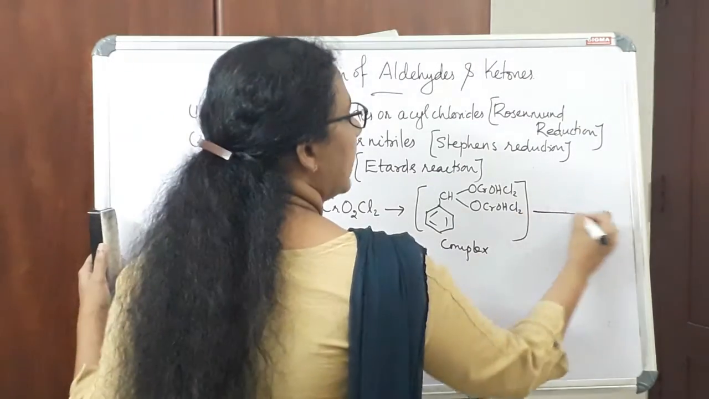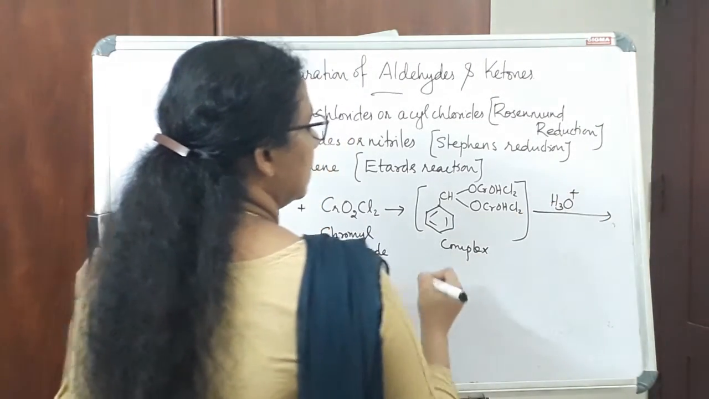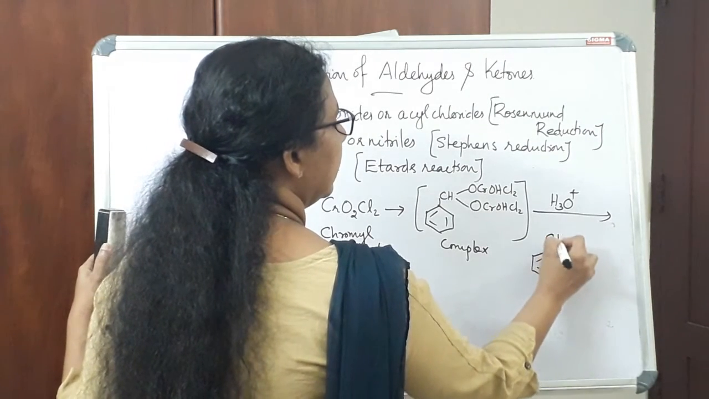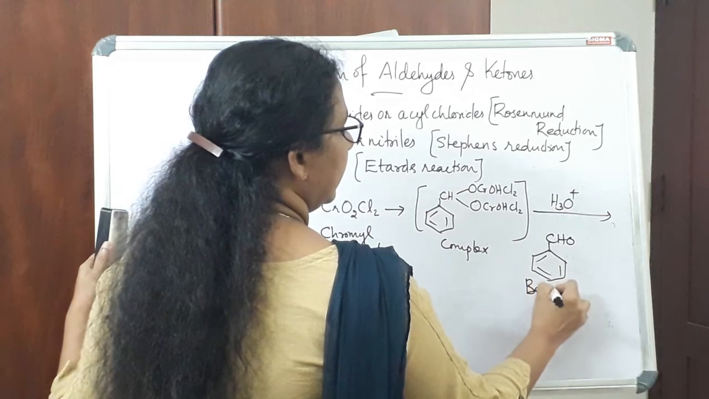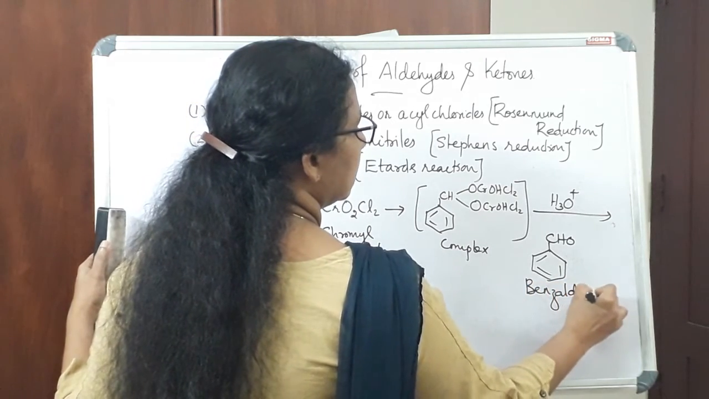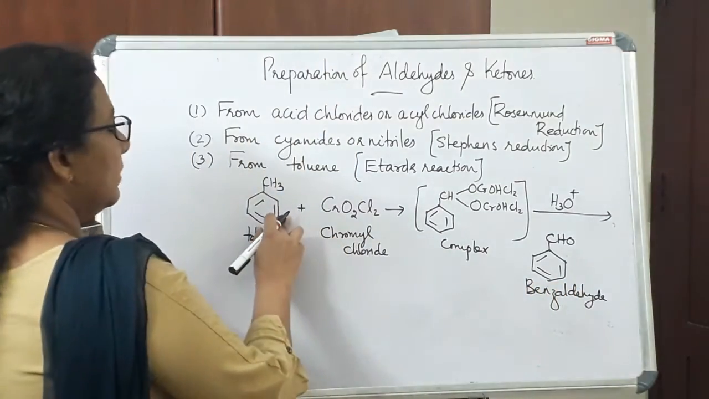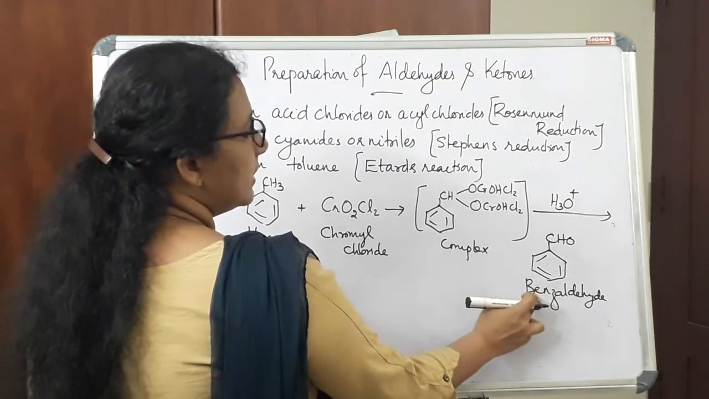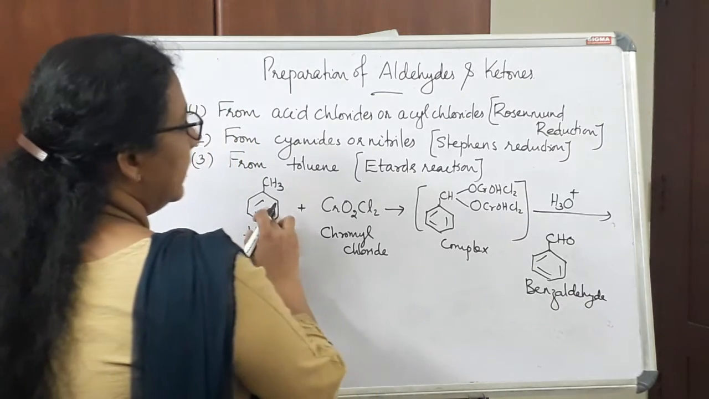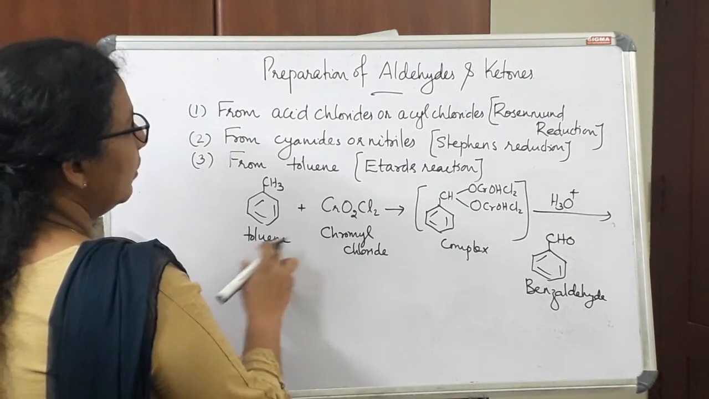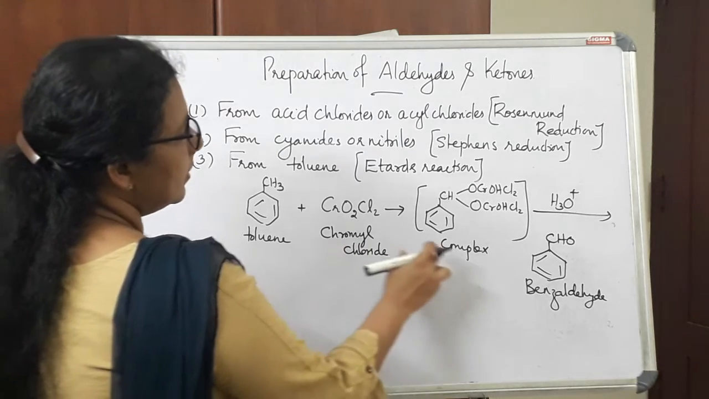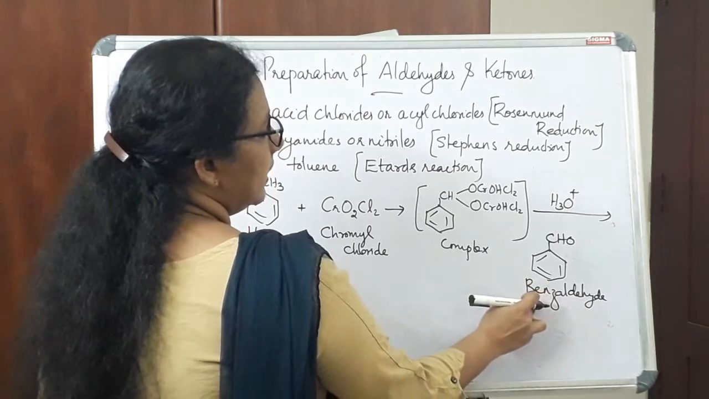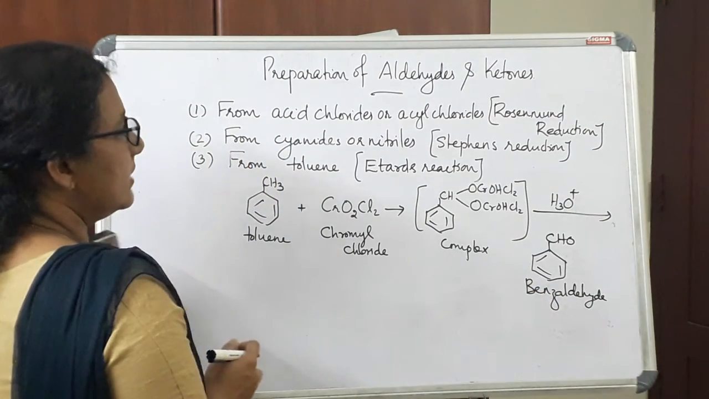This on acid hydrolysis, H3O plus, will give the corresponding aldehyde. Here we will get benzaldehyde. So we have taken an aromatic compound, or an aromatic hydrocarbon, first. This is an aromatic hydrocarbon, toluene, which gives an aromatic aldehyde itself. So benzaldehyde will be prepared from toluene. Toluene on treatment with chromyl chloride produces an intermediate complex which on acid hydrolysis gives benzaldehyde. This is called Etard's reaction.